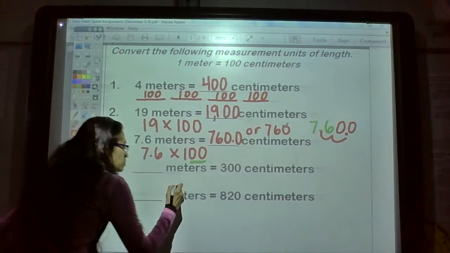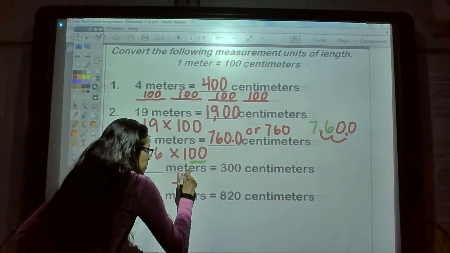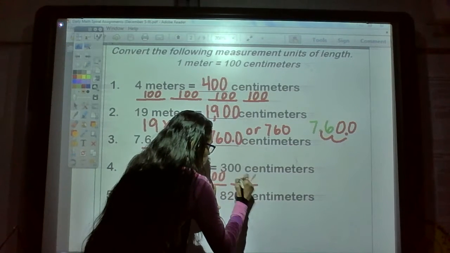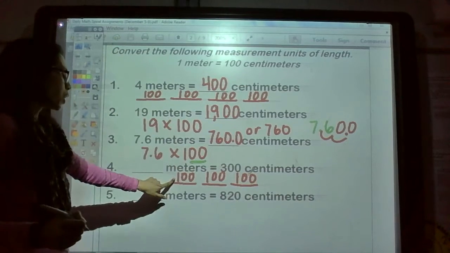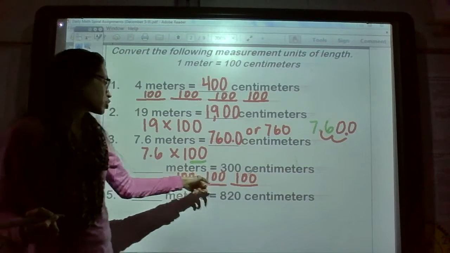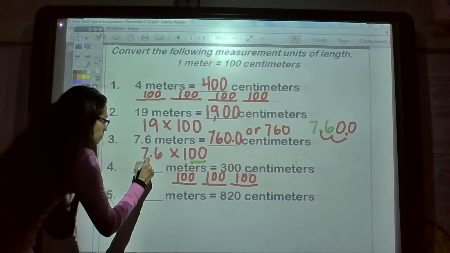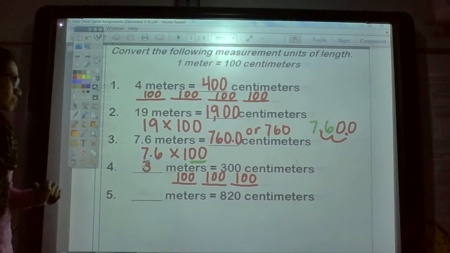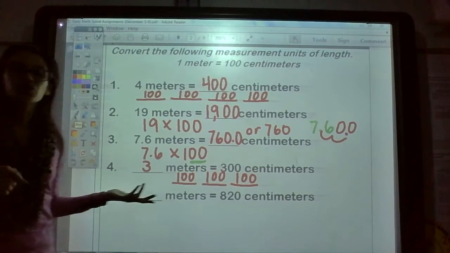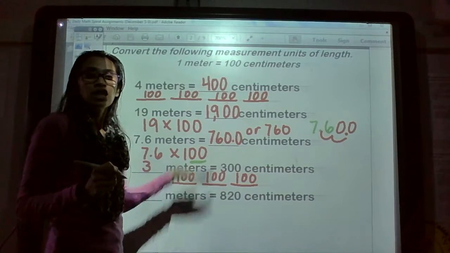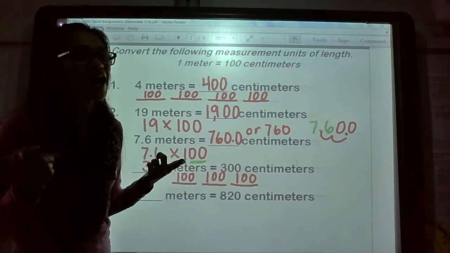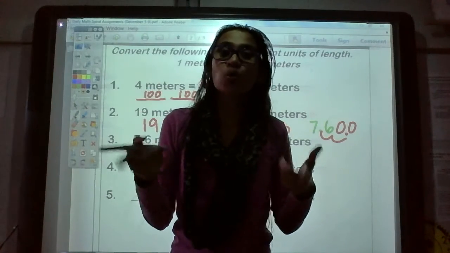If 1 meter is 100, if I have 300, look, 100, 200, 300 centimeters, how many meters do we have? 1, 2, 3. That's 3 meters. And what do you see is the operation? What operation do we have to do? For this one, we multiplied. For this one, we need to divide. We need to divide it by 100.